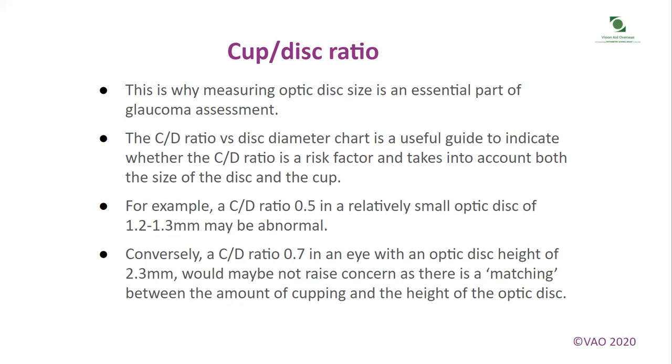Conversely, a CD ratio 0.7 in an eye with an optic disc height of 2.3 millimeters would maybe not raise concern, as there is a matching between the amount of cupping and the height of the optic disc.